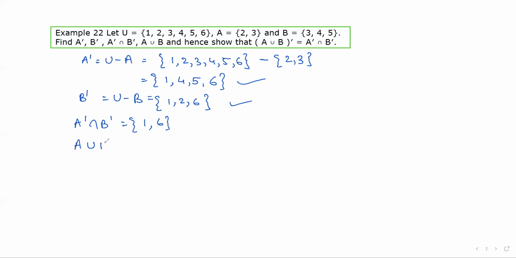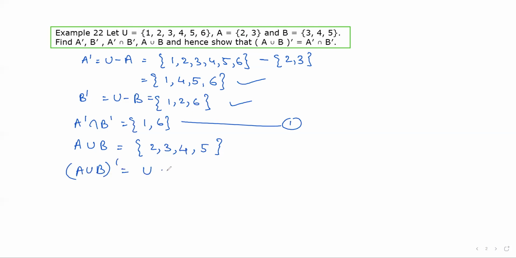Next, A union B. So A union B would be uniting the values of A and B, which is 2, 3 is common, so written once, 4 and 5. And hence show that A union B complement is equal to A complement intersection B complement. You've already calculated A complement intersection B complement, and A union B is available with you. So A union B whole complement would be equal to U minus A union B value. So from a universal set, you're supposed to subtract these 2, 3, 4, 5 values, and you'll be left with two values, 1 and 6.